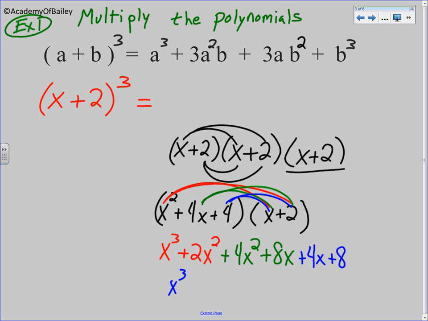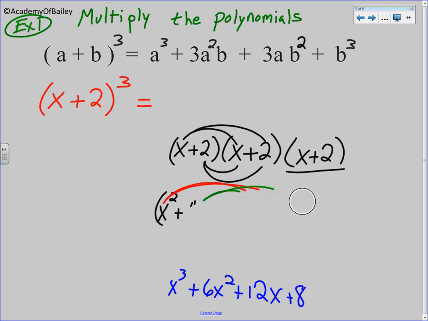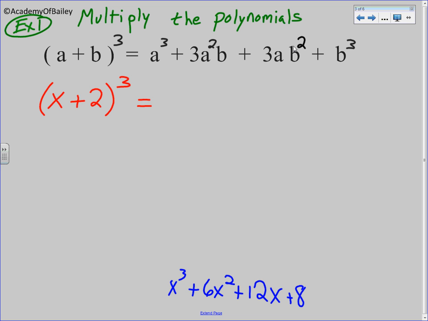Combine like terms, x cubed. Those two, 2x squared and 4x squared make 6x squared. 8x and 4x make 12x. And 8 is out here by itself. Okay. That would be the way to do it if you didn't have the pattern memorized. You notice that kind of took a few moments there. Well, if you have the pattern memorized, it should take you a few seconds, actually.